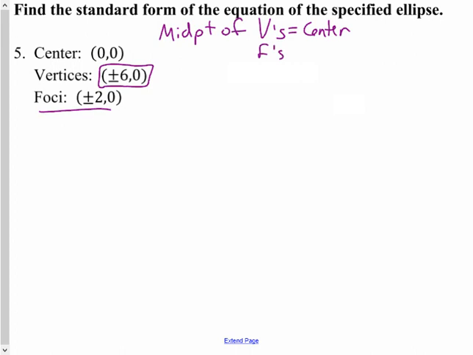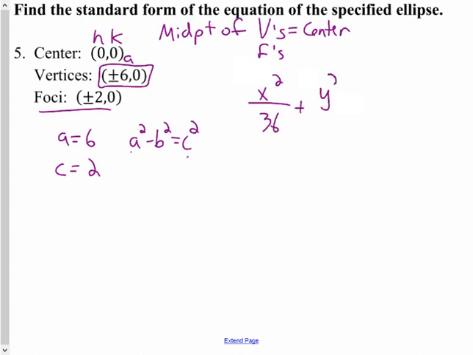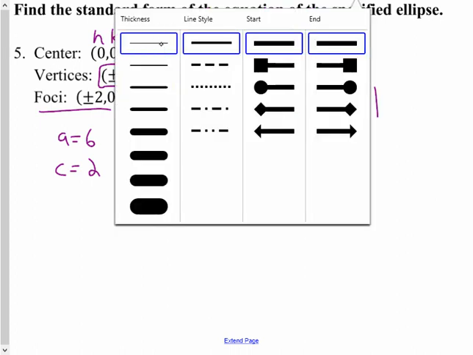Okay. So they gave us center, this is HK. Vertices tells us A is 6. And foci tells us C is 2. Don't forget that a squared minus b squared equals c squared. So with a and b, we can figure that one out. What we have so far is x squared over 6 squared, which is 36, plus y squared over, not sure yet, equals 1. So we got most of our information. We just need to finish this piece here.